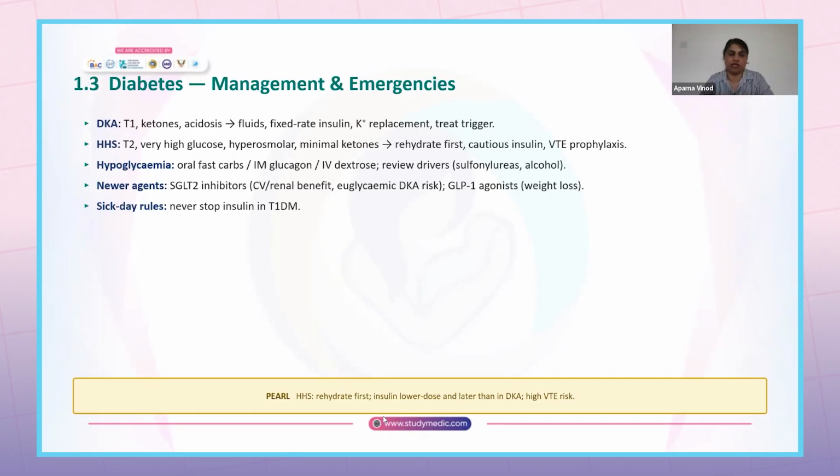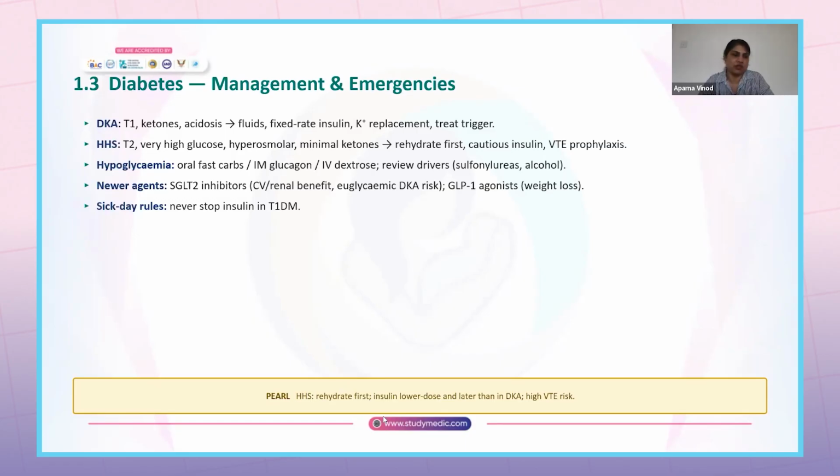Maybe the person had gastroenteritis whereby there was fluid loss, or they skipped their insulin, or if the patient was on an insulin pump, it could be failure of the pump, it could be some other infection which triggered off the diabetic ketoacidosis. So always identify and treat the trigger alongside.